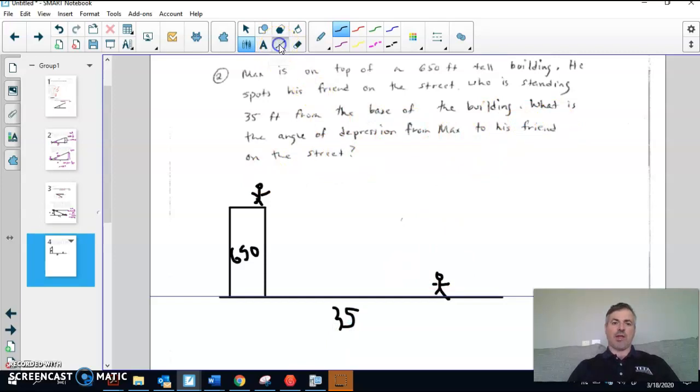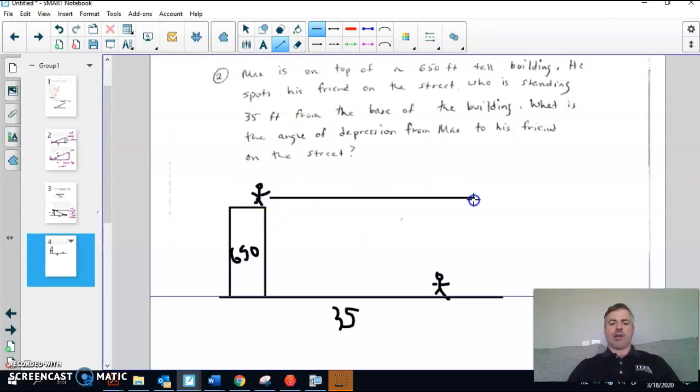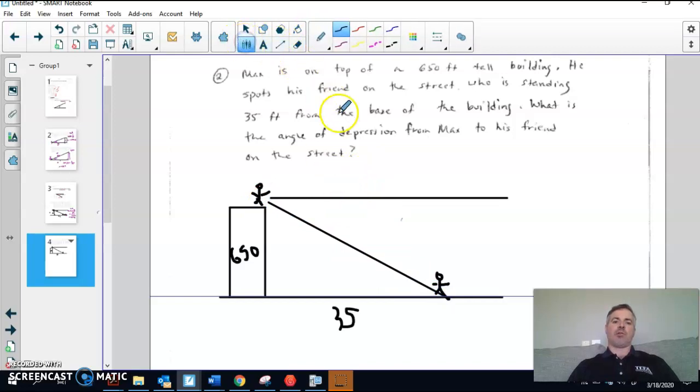So again, in order to make an angle of depression, it needs to be made with a horizontal line. So again, a horizontal line I'll draw first. Angle of depression would be down to his buddy. Something like that. And again, I'm looking for the angle of depression now. So I am looking for this measurement right here.